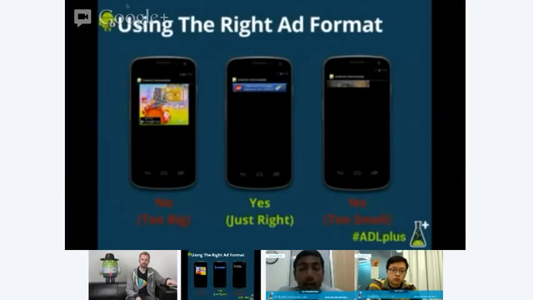On the other hand, on the right side, we've got a custom format that looks way too small. You can't actually even tell what it is. So at that point, the user experience is suffering again. The format we typically recommend for phones are 320 by 50 banners, which is the one we've got in the middle there. Next slide.